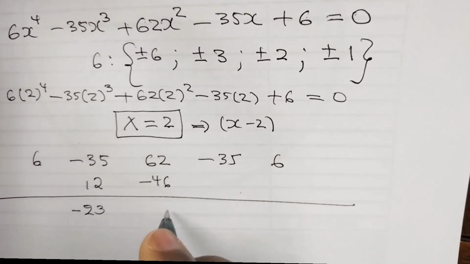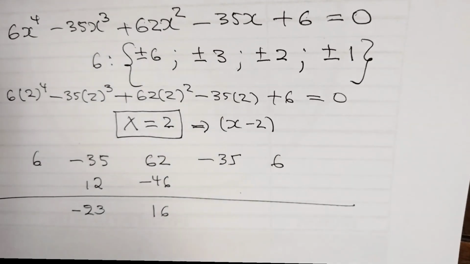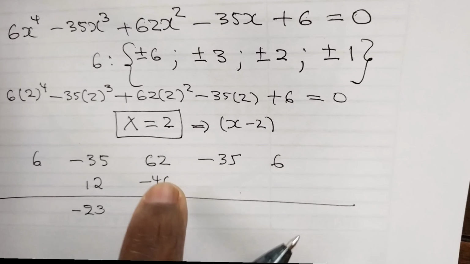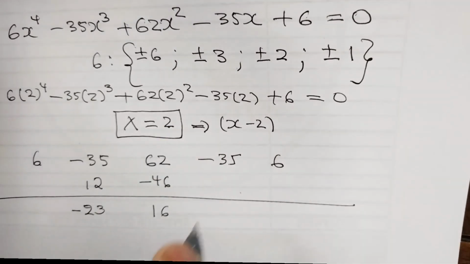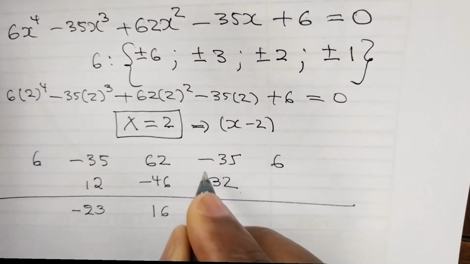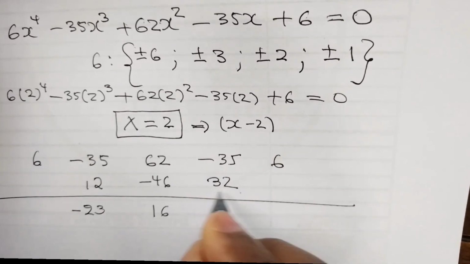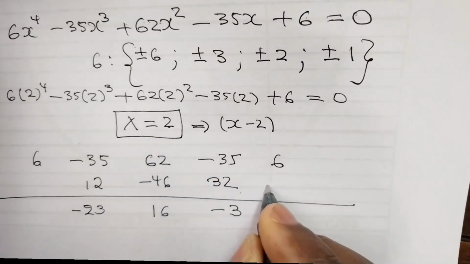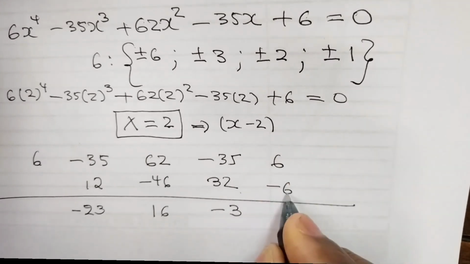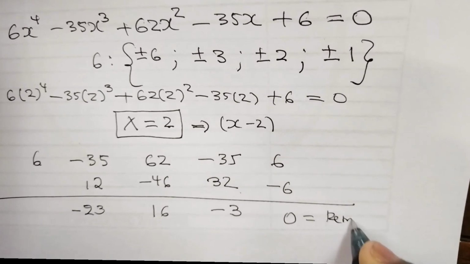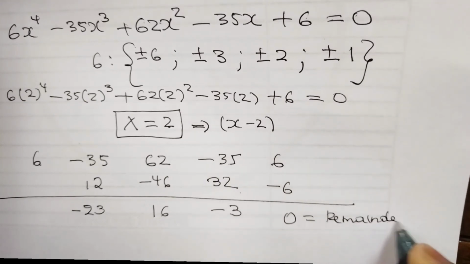62 minus 46 is 16. 16 times 2 is 32. Minus 35 plus 32 is minus 3. Minus 3 times 2 is minus 6. 6 minus 6 is 0. This is our remainder, ladies and gentlemen.